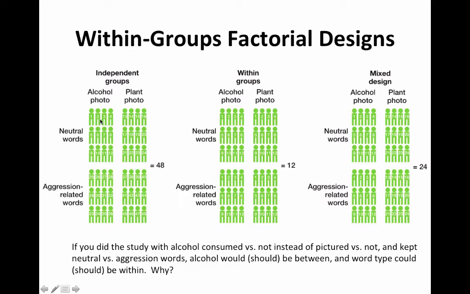If we have 12 people per condition, the first 12 would be in this cell, the next 12 would be in this cell, the next 12 would be in this cell, and the next 12 would be in this cell. We'd have 48 people altogether, 12 times 4. If we did the same study within groups so that each person sees each cell, then we have the same 12 and the same 12 and the same 12 and the same 12, and that's a total of 12 people. So you can see that's quicker, easier, cheaper to run.